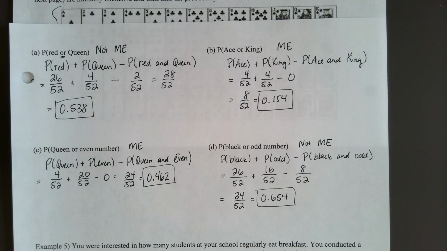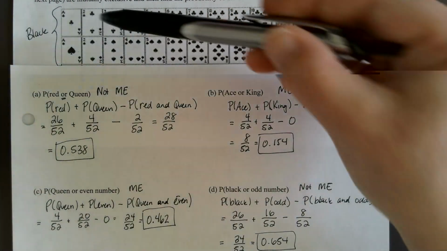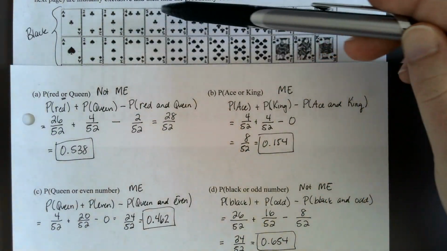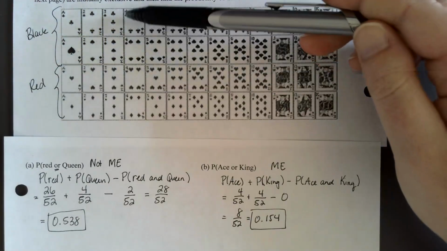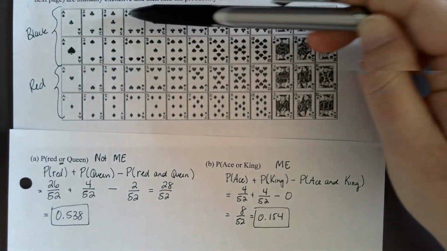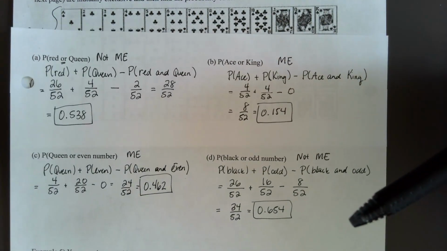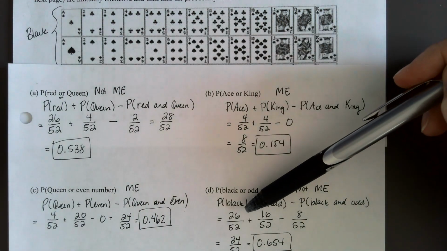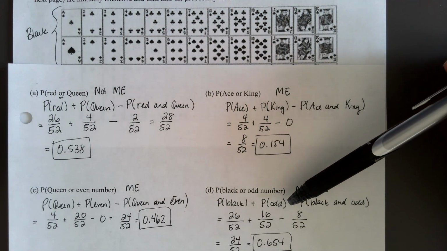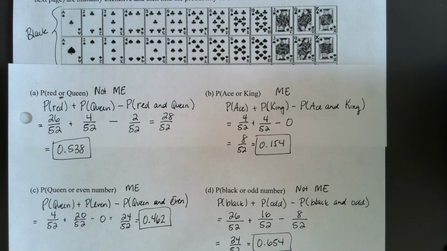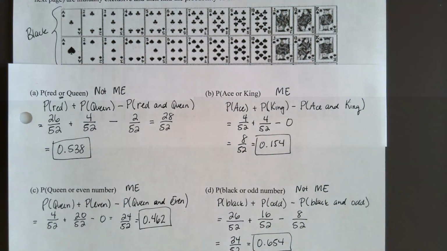Looking at the black cards and an odd number, so we have just our black, so the 26. We have odd numbers. Now, aces are not odds. Aces are just aces. So it'd just be 3, 5, and 9 out of all of these. Notice we have those overlapping pieces here, where we have 8 overlapping cards. So we have to make sure that we take the black, which is 26 out of the 52, plus the odd cards, which was 16 out of 52, and subtract out the 8 overlapping pieces, and we get 34 out of 52, or 0.654.